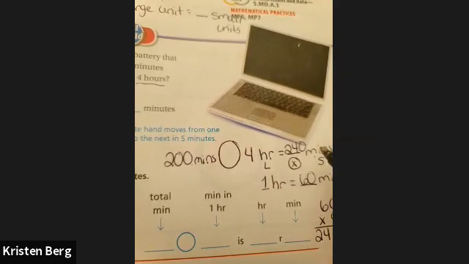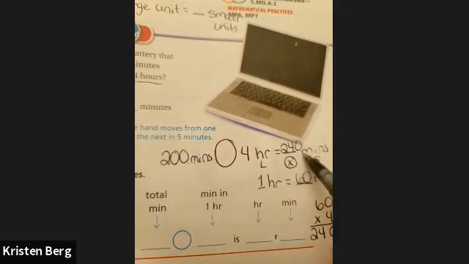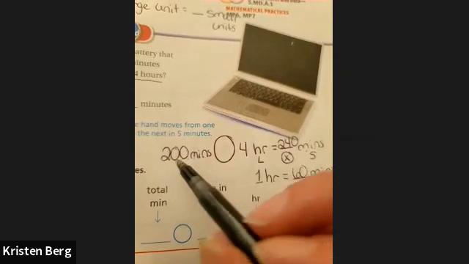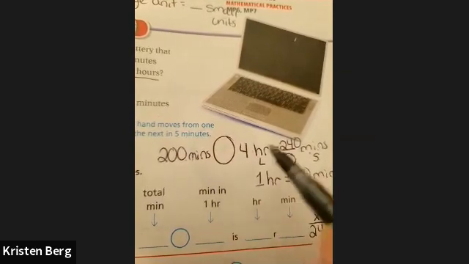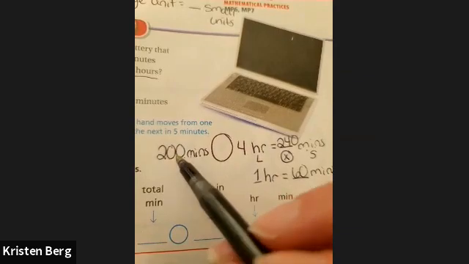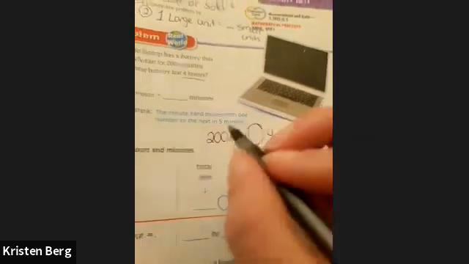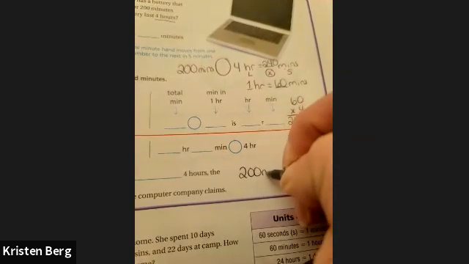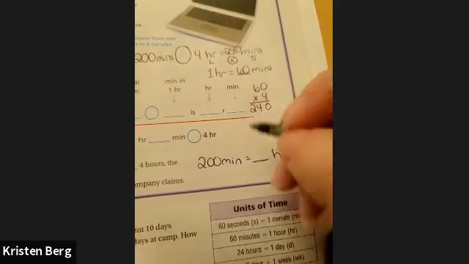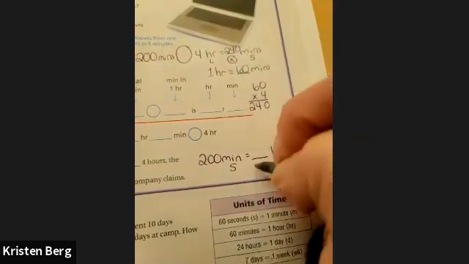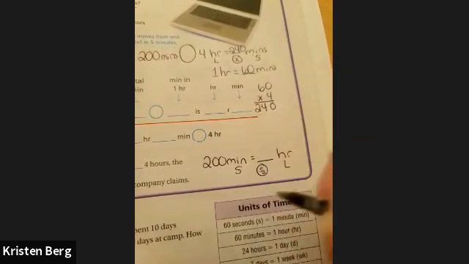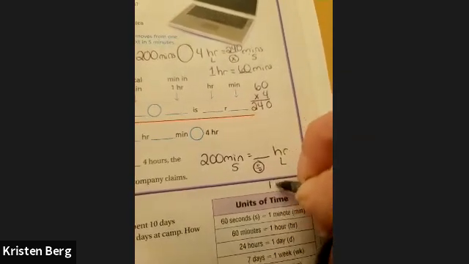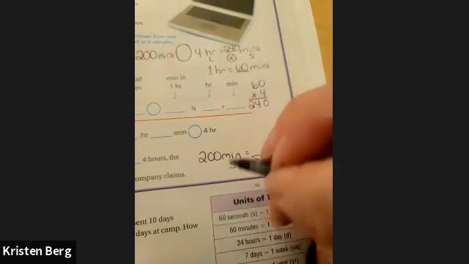So is 200 minutes 4 hours? It is not quite. So it's 40 minutes less. So it's only 3 hours. So that is a way that you could do it. Also, we can change the 200 minutes to hours. So this is going from a small unit to a large. So we are dividing. And then 1 of our large, 1 hour, is how many minutes?